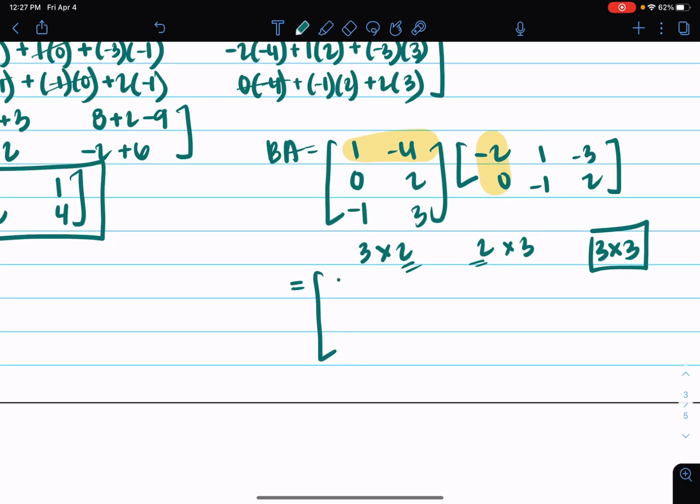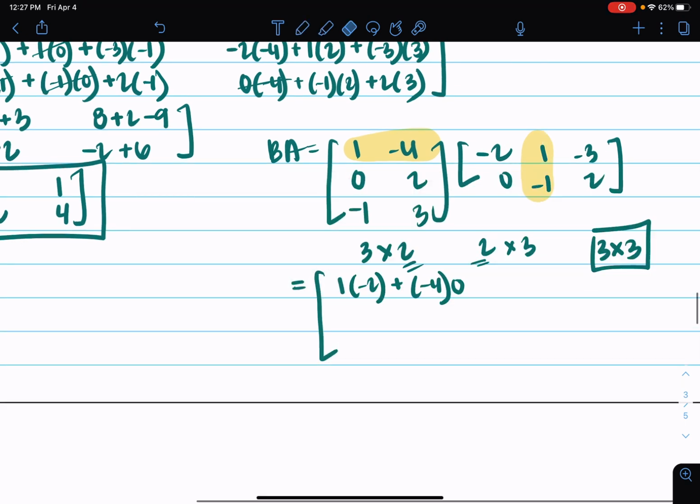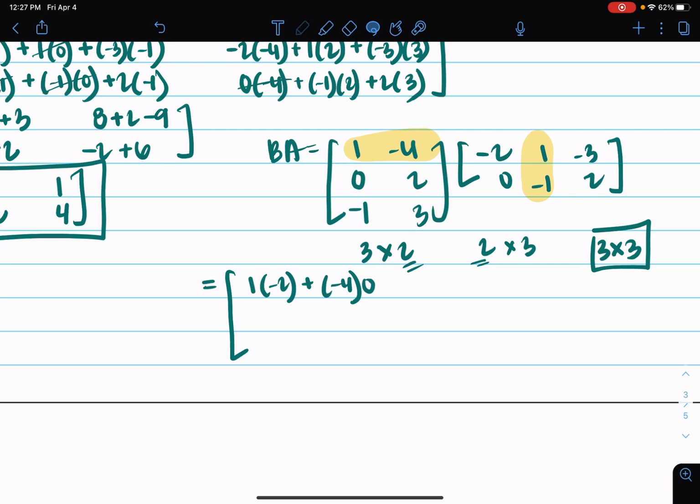Okay. First number is 1, negative 2. Second number is negative 4, 0. Okay, nice. First row, second column. First numbers, I'm actually going to spread this out. 1 times 1. Second spot, negative 4 times negative 1.